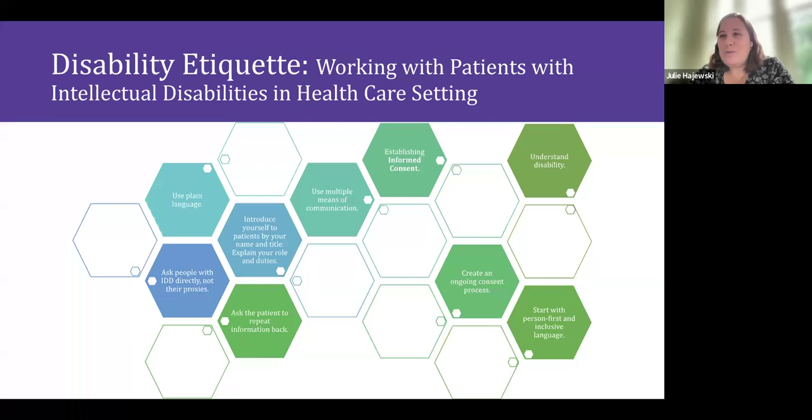So start first with just a little bit of disability etiquette. Sometimes this is pretty obvious depending on the group of people that I'm talking to. For others, this is new language.